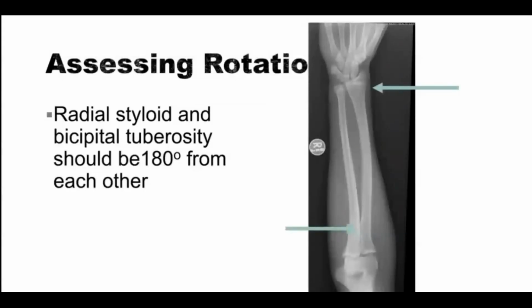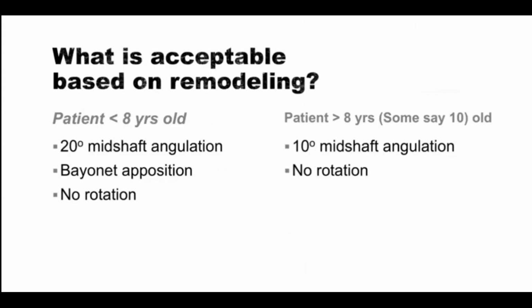So assessing rotation, sorry, this got covered up a little bit, but you can look at the radial styloid and the bicipital tuberosity, and they should be 180 degrees from each other. So you should be able to see them here on the same x-ray to make sure that there isn't a rotational component of the fracture. So that's a good one to know.